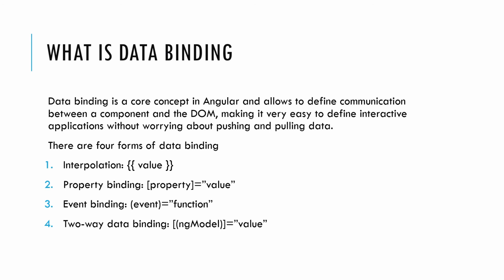So what is data binding? Data binding is a core concept in Angular and allows us to define the communication between the component and the DOM. There are four forms of data binding: interpolation, property binding, event binding, and two-way data binding.